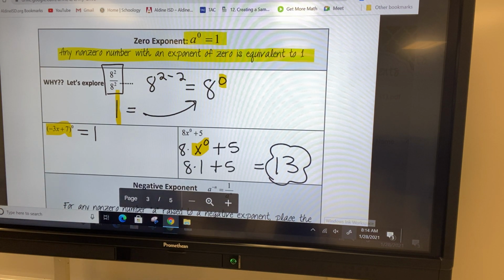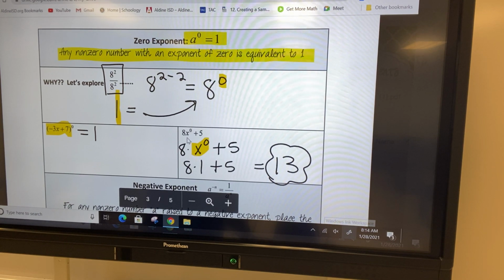Okay? So that is the 0 rule. Pretty simple. Just if you raise something to the 0 power, it becomes 1. If the whole thing is in parentheses, that means the whole expression is to the 0 power. So everything turns into 1. This didn't all turn into 1 because it wasn't all in parentheses.